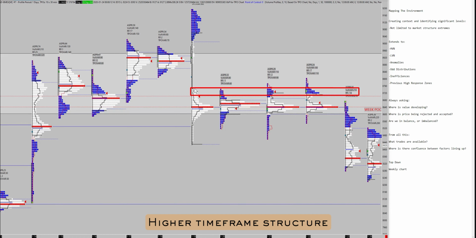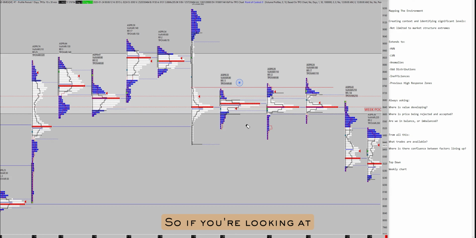Okay, higher time frame structure is going to be where larger participants get involved. We're at this point going to be playing with a lot more participants. We're not just trading with intraday traders. This is an extreme in market structure after we just came out of a multi-month range. Okay, so we have an idea of where a major significant level is.